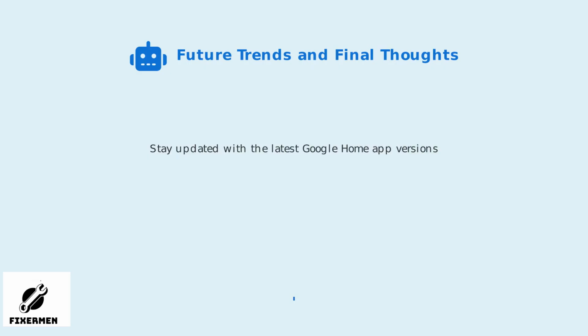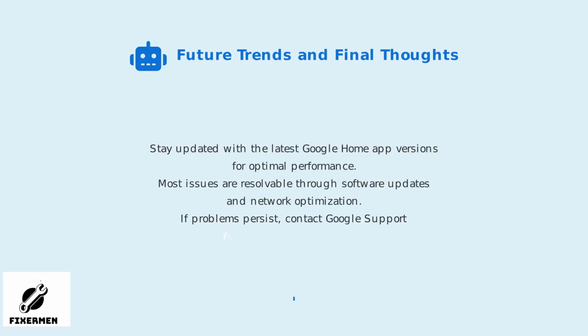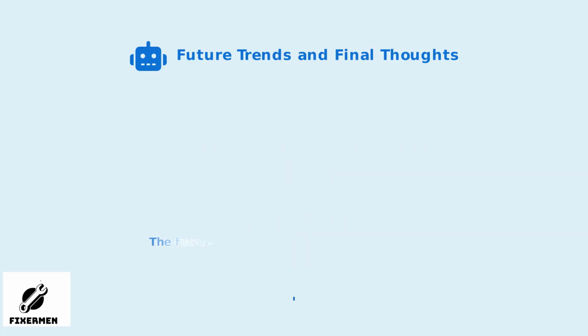In final thoughts, stay updated with the latest Google Home app versions for optimal performance. While hardware failures can occur, most issues are resolvable through software updates and network optimization. If problems persist, consider contacting Google support for personalized assistance. The future looks bright for Nest Cam reliability, with quantum-secured firmware and advanced neural networks promising near elimination of speaker issues by 2028.